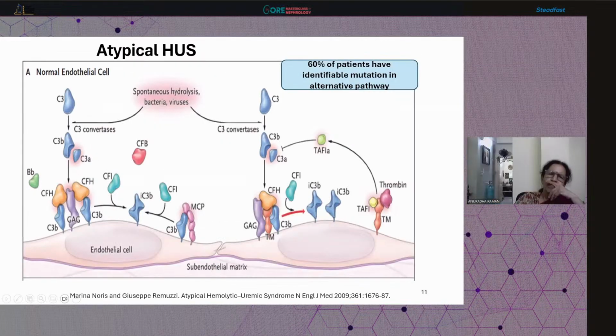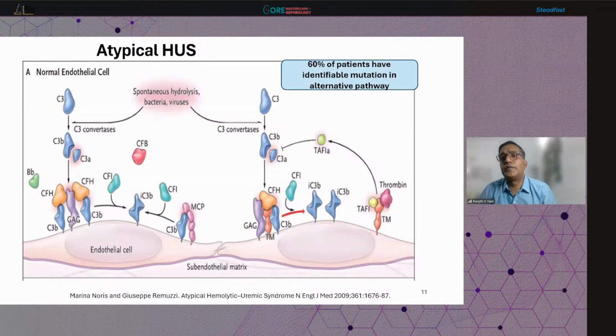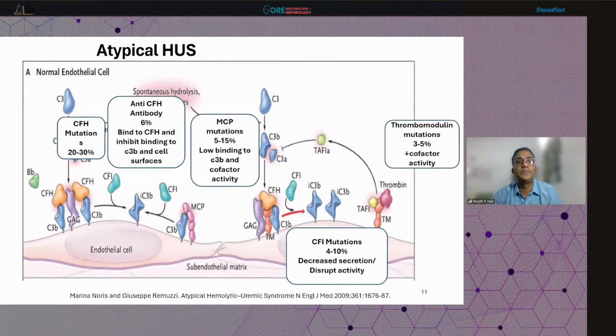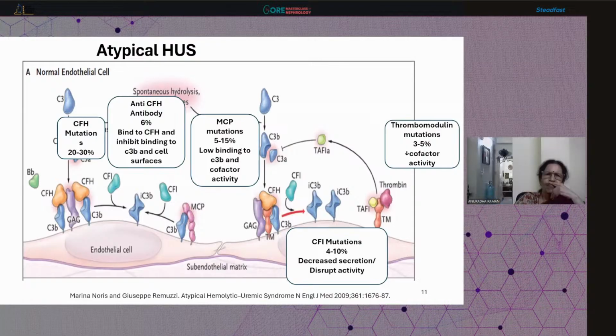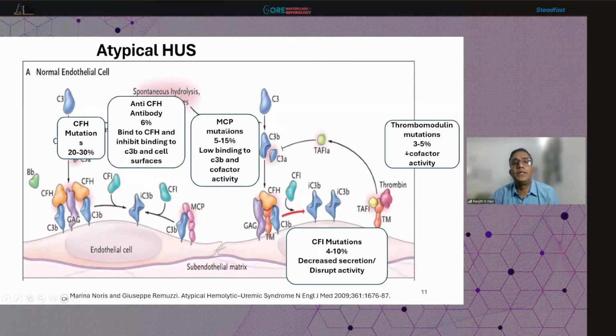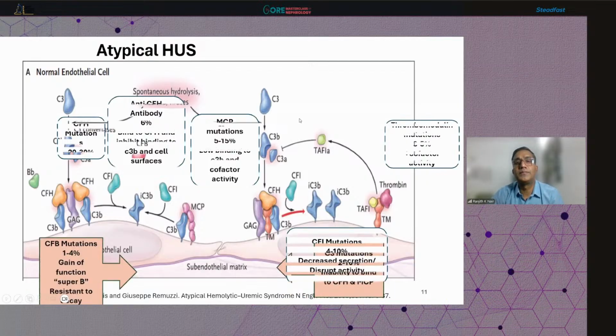Coming to the atypical HUS, about 60% of patients have identifiable mutations of the alternative pathway. So to answer the question that ma'am had asked, we may not find the known mutations in more than 40% of cases. There are loss of function mutations, which could be the MCP, the complement factor I, or the complement factor H, or antibodies to the complement factor H.